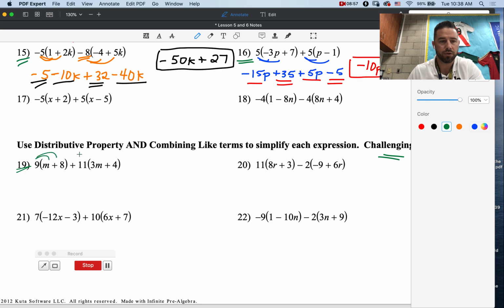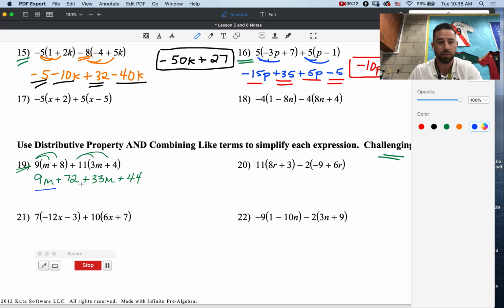Okay, distribute, distribute, distribute, distribute, right? 9 times m is 9m. 9 times +8 is +72. And then here we have 11 times 3m is +33m. And 11 times +4 is a +44. Maybe it's challenging because I don't have a calculator and I have to do this in my head right now.